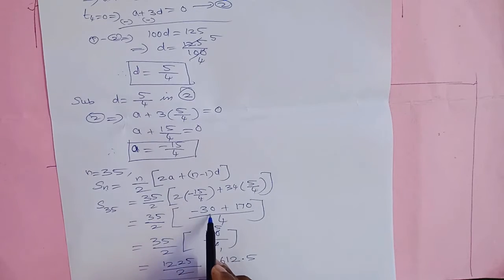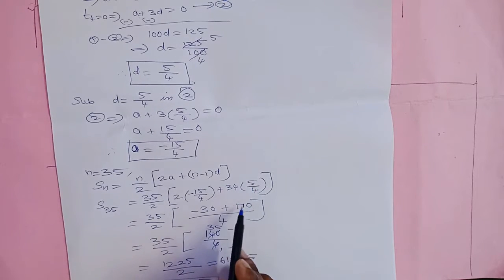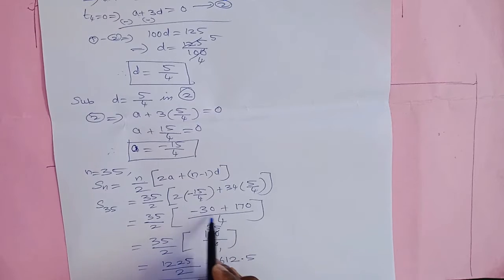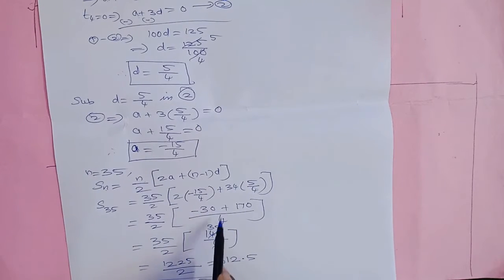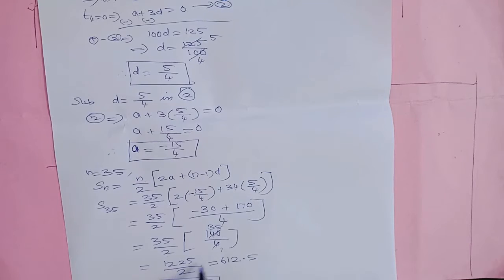2 into minus 15 is equal to minus 30, plus 34 into 5 is equal to 170. You have to subtract: 170 minus 30 is equal to 140. 140 divided by 4, since we can divide using the 4th table, 35 fours are 140. So 35 into 35 is equal to 1225 divided by 2. So 1225 divided by 2 is equal to 612.5.